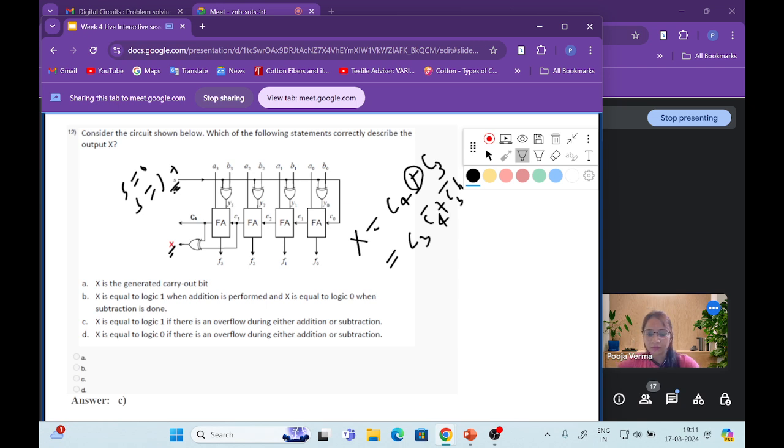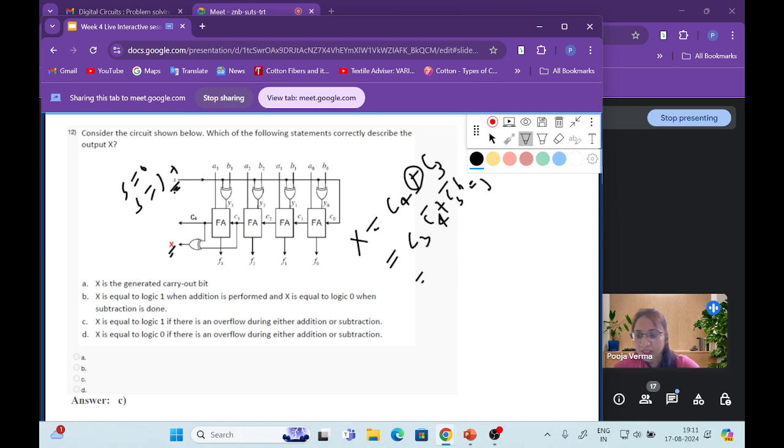Okay, so we have already solved that for an overflow condition to occur, that XOR will be 1 only. If this XOR is 1, then the overflow condition will occur. So let's go through the options, then we are able to make it. Does x generate the carry out bit? No, x is not the carry out bit. The carry out bit is C4.